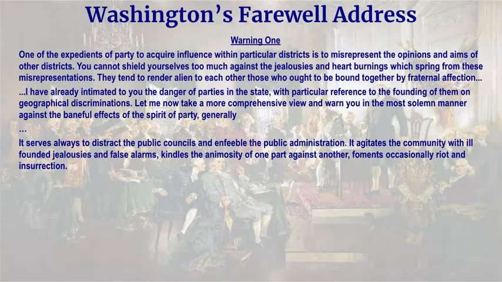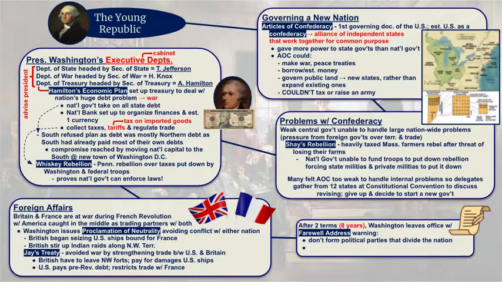All right, so what's Washington warning us here about? He is warning us about the dangers of forming political parties. Washington himself was very much against the idea of political parties. He felt like they did more to divide the nation than unite the nation. So he's warning us against the problems that parties will represent each other and just do horrible things to gain attention to their cause and make the other side look like the devil incarnate.